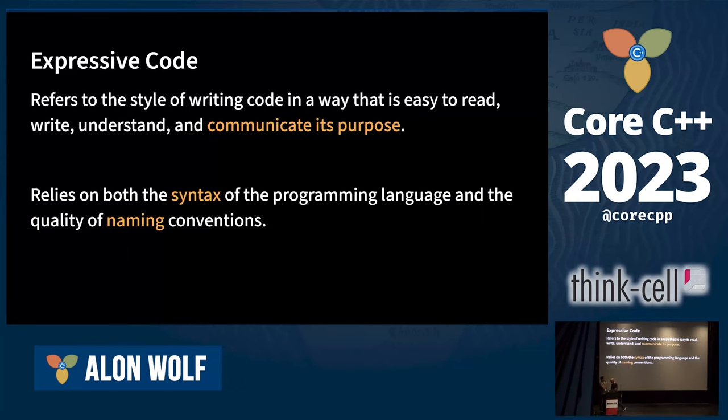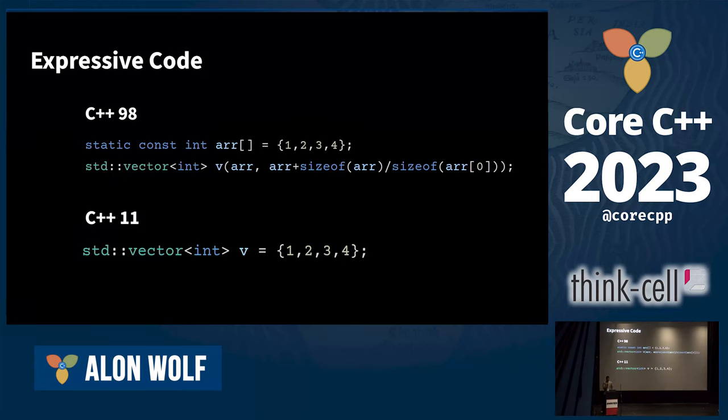So expressive code is code that communicates its purpose in a way that is easy to read and write. It relies on two things, the syntax and naming. In this talk, we will focus more on the syntax part. Here we have two examples of code that creates a vector with four integers. As the language evolves, we get more features that help us write more expressive code. And in the C++11 example, the code is easier to read and has less boilerplate.